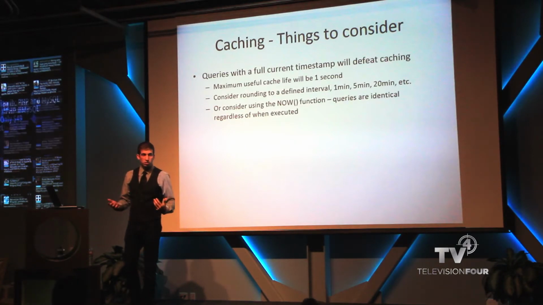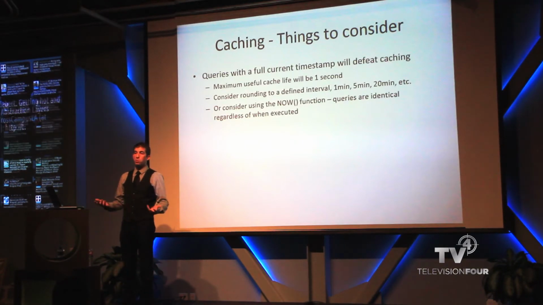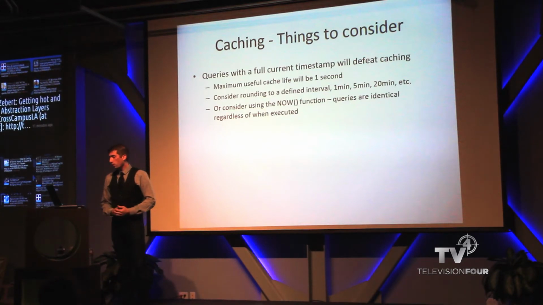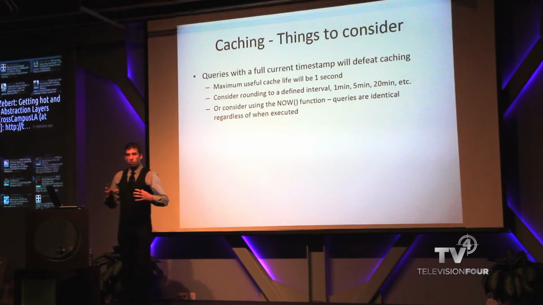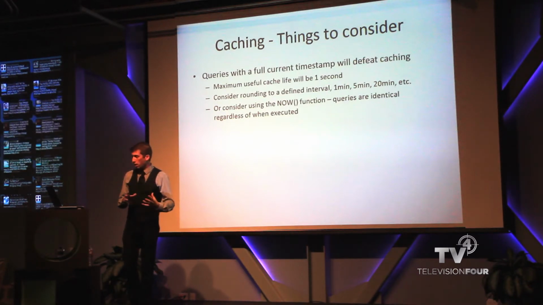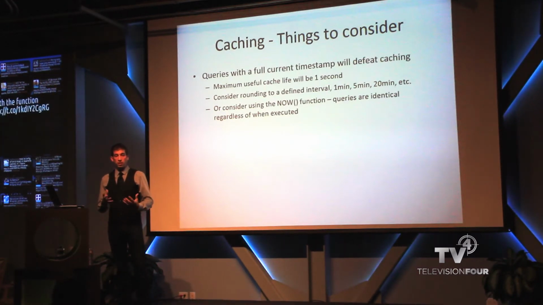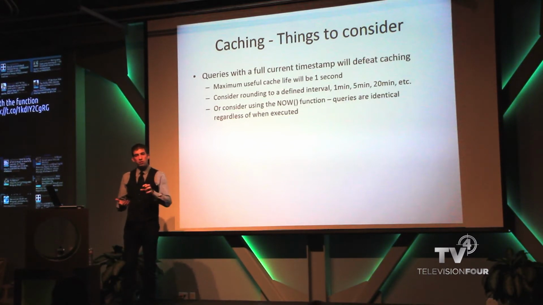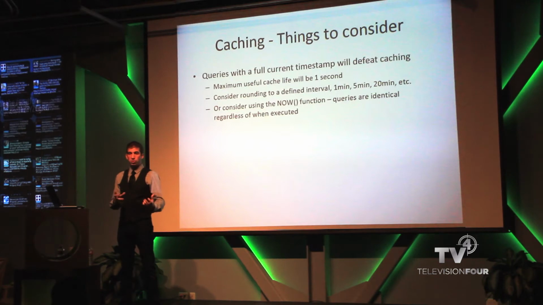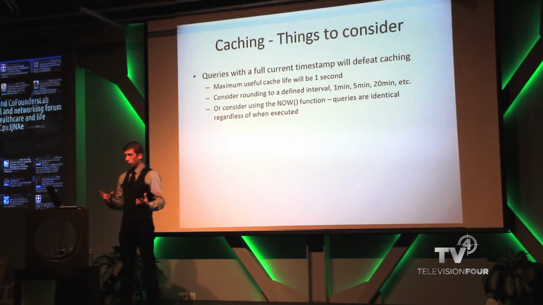Now, if it's a query that's executed 100 times in a second, maybe it'll still be valuable for your app. You may want to try considering rounding the seconds or minutes down to some defined interval, whether it's a minute, 5 minutes, 20 minutes, an hour, whatever the case may be. This way you could make the timestamp match your TTL that you define.